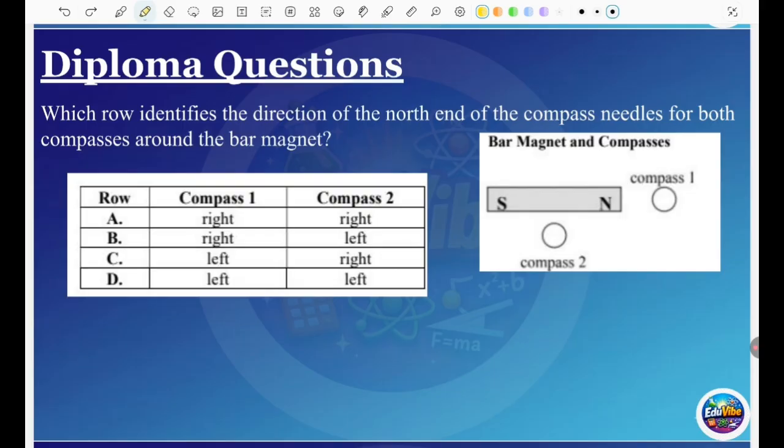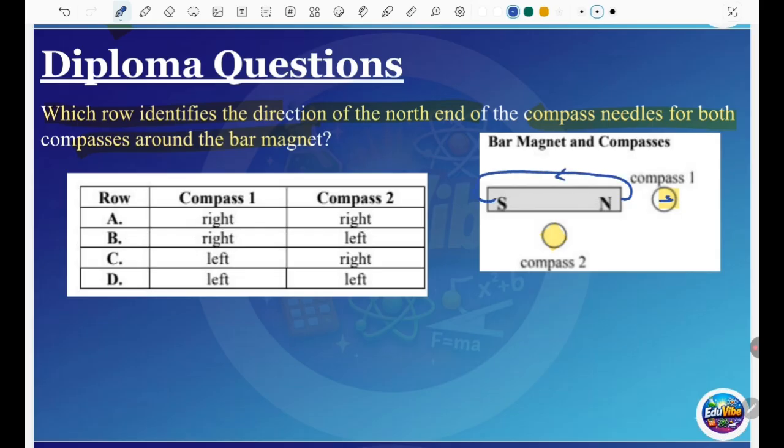The next question asks which row identifies the direction of the north pole of the compass needles for both the capacitor and the bar magnet. We have the compass and the bar magnet, and we have to find which option is best suited. Firstly, the north pole of the compass points in the direction of the magnetic field. The magnetic field originates from the north and goes over there.